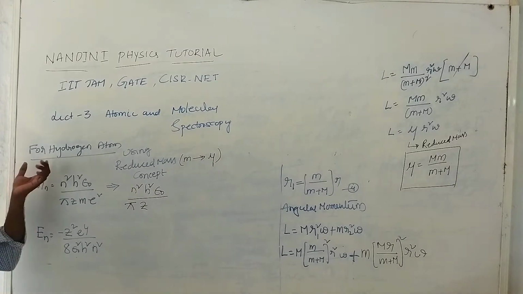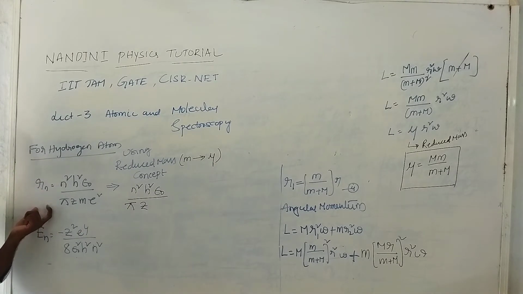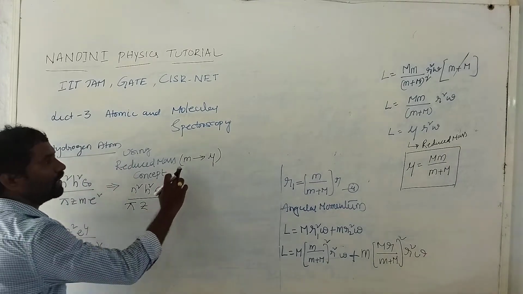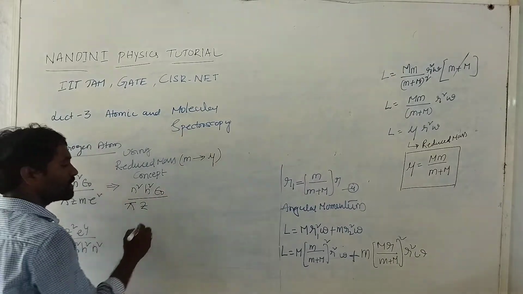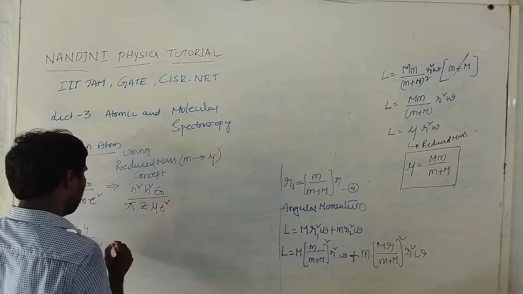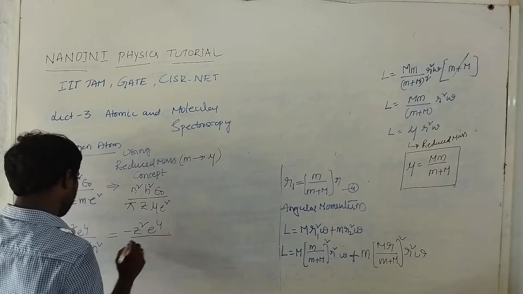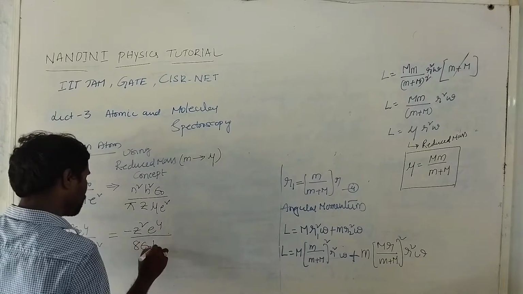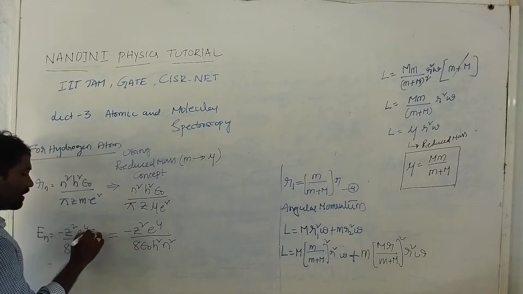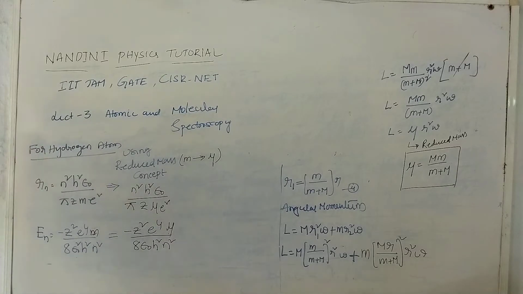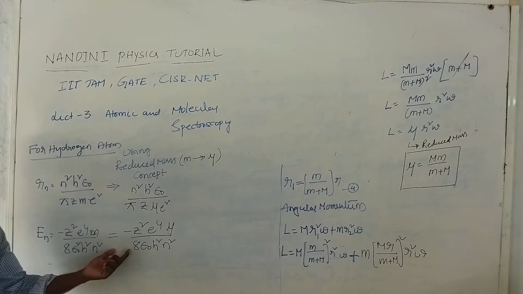Right now I consider hydrogen atoms, and this is the radius of the atom and this is the energy of the atom. These two equations I am changing by using the reduced mass concept, so the mass is changing into reduced mass: mu times e square. The energy equation is changing into minus z square e power 4 divided by 8 epsilon naught h square n square, where m is replaced by mu. So this is the reduced mass radius and this is the reduced mass energy.